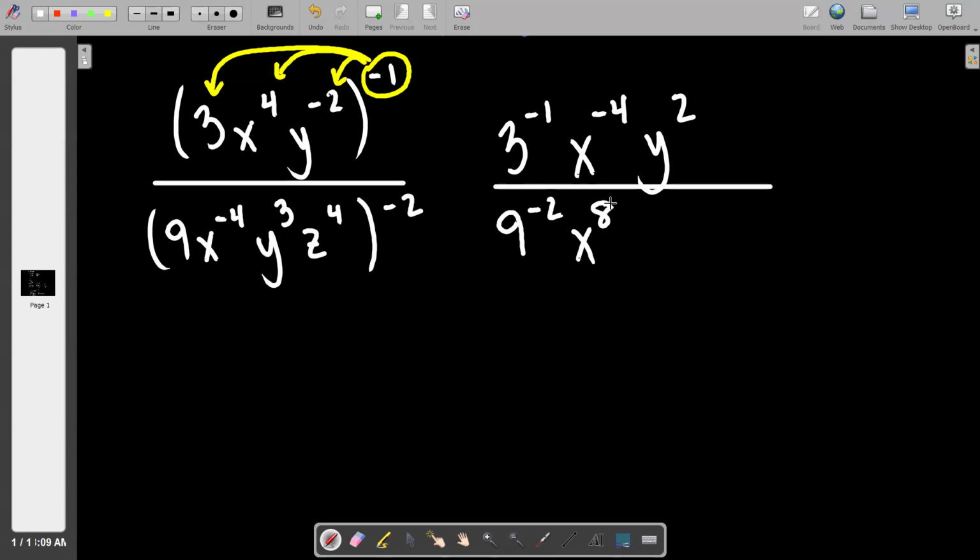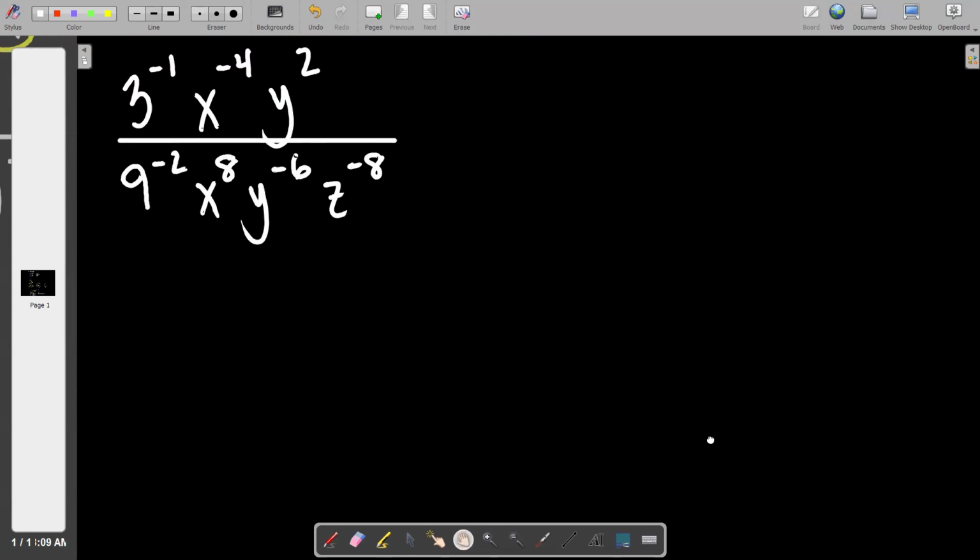Y to the what? Y to the -6. Good. And then how many z's? -8. Good. So we've gotten any math done in parentheses. We've cleared all parentheses. This is now the part where you need to let the top and the bottom interact with each other. And so in order to do this, there's a little bit of trickeration with this problem.